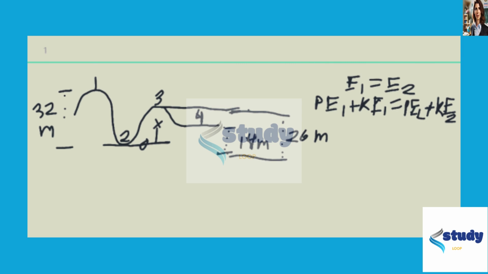Hey everyone, this is question number 40 in chapter 6. This problem is about a roller coaster. It's released from rest here at point 1. It goes through its track, and we're asked to find the speed at points 2, 3, and 4.